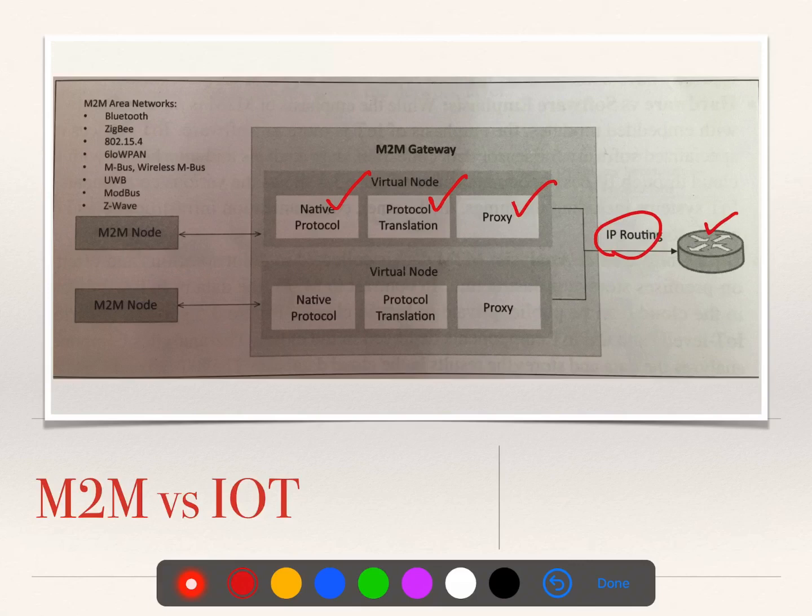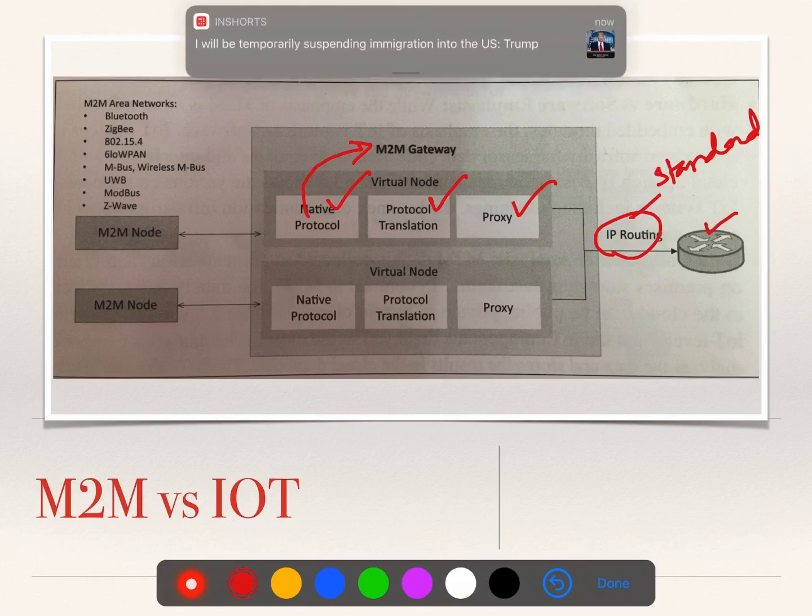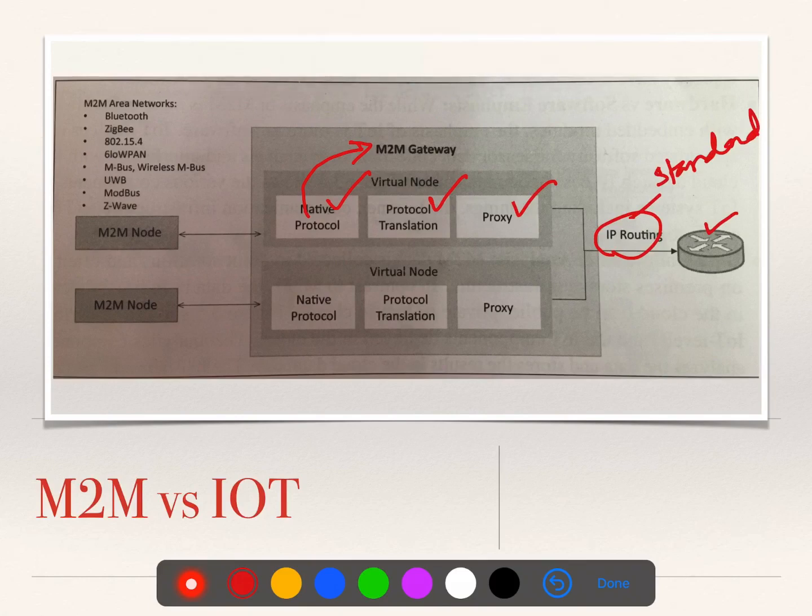Native protocol means the protocol which is native to M2M will be used, and translation is needed because the entire IP is based on a standard. How does this translation happen? Because an M2M gateway can be designed by anybody, any vendor or manufacturer. They can design their own rules and regulations for operating inside their network. But how can it convert this into IP? For that we have protocol translation. This protocol translation will convert the native protocol request to the existing protocol.